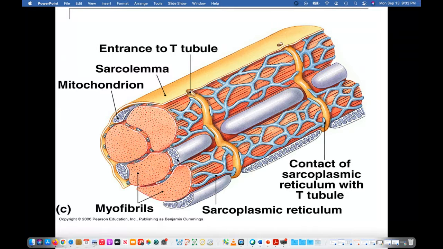But I also want you to see the mitochondria, all the mitochondria. For ATP production, muscles require energy. I also want you to pay attention to the T-tubule.